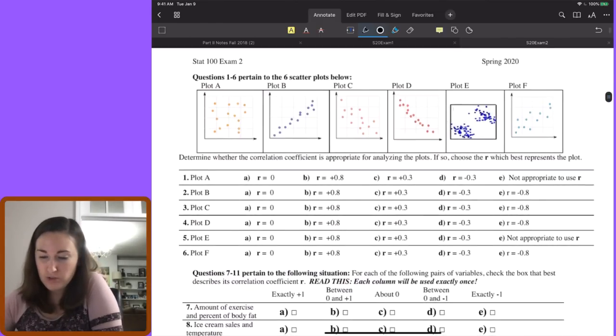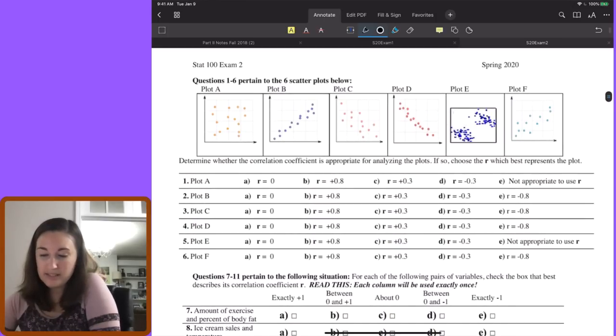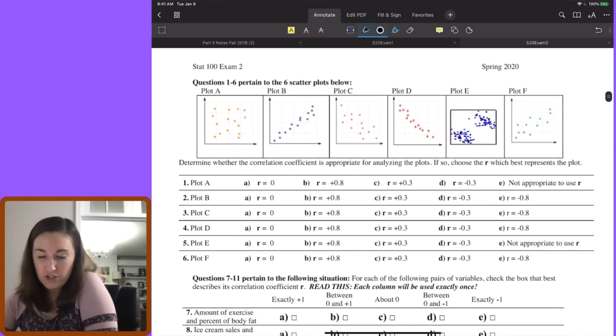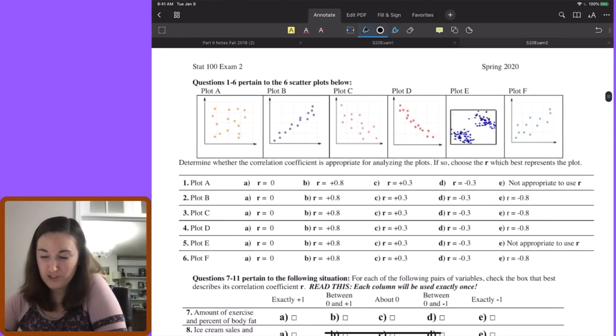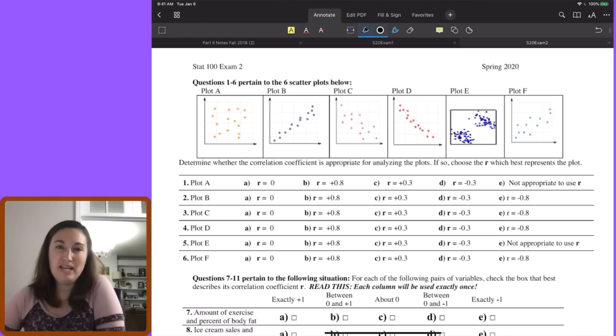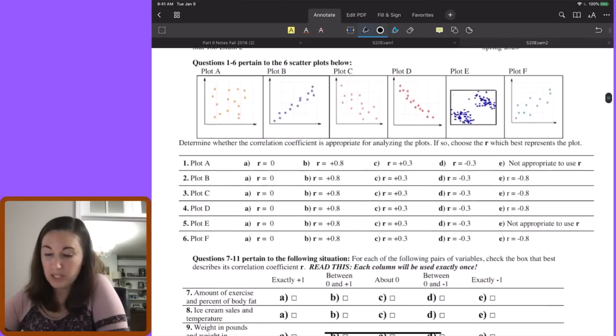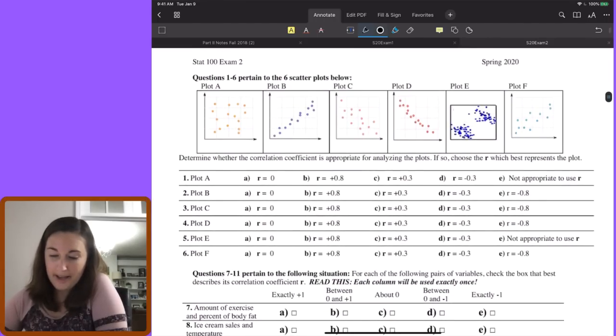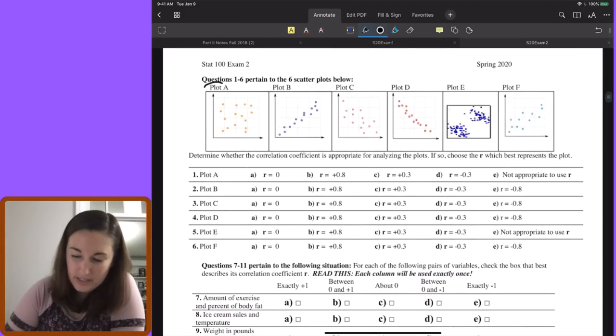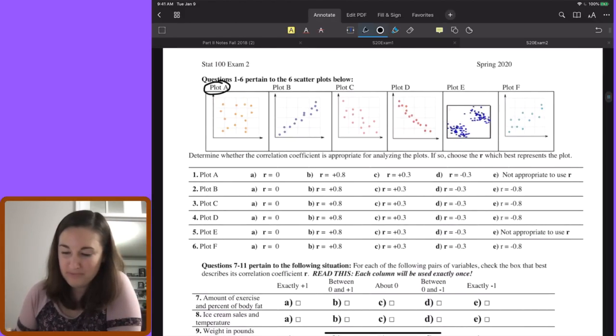Okay, so questions 1 through 6, it says we're looking at scatter plots, and we want to determine whether the correlation coefficient is appropriate for analyzing the plots, and then if so, you want to pick the R value that represents each plot. So plot A, let's see, okay, there we go.